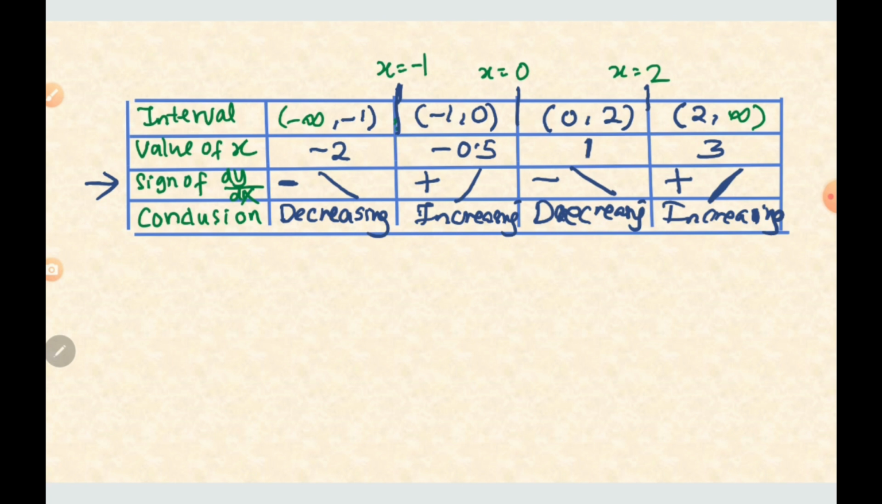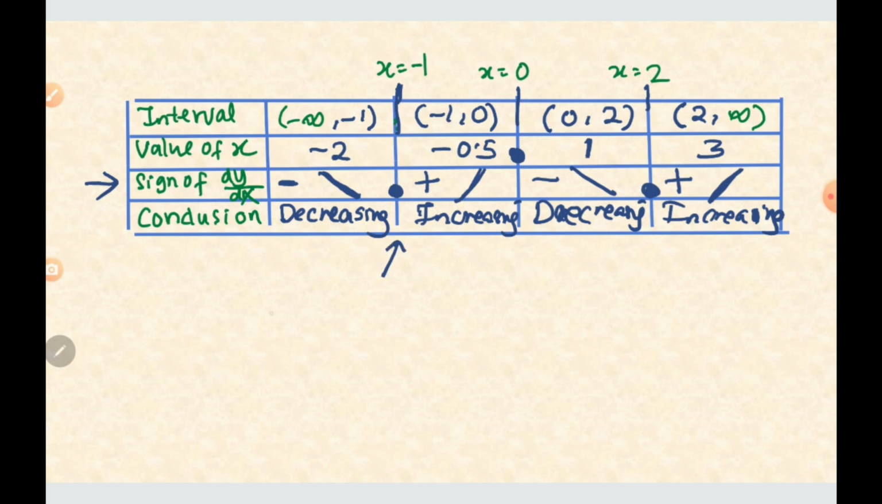Okay, therefore we can see that at x equals negative 1, the function decreases and then increases. Therefore we can say that there is a minimum point here, and at x equals 0 we have a maximum point, and at x equals 2 we have a minimum point. So that is our conclusion. From the table we can make a conclusion.